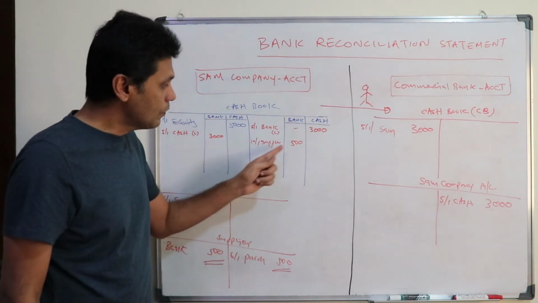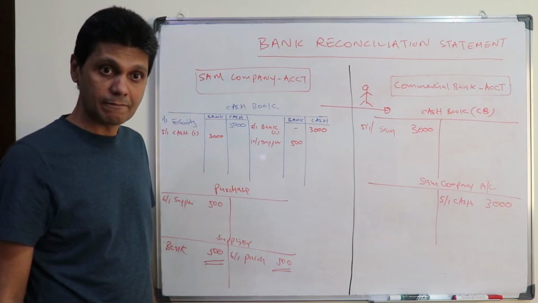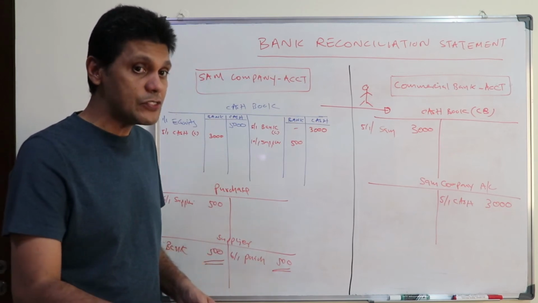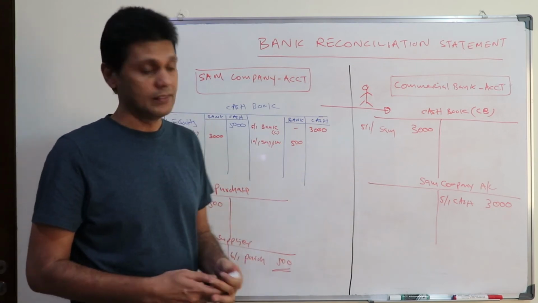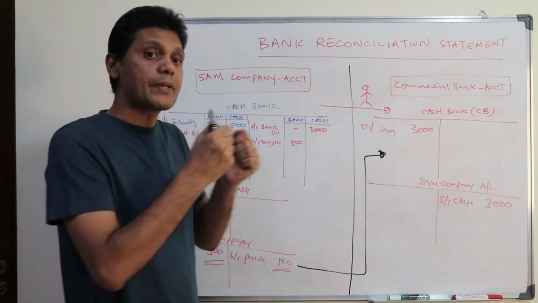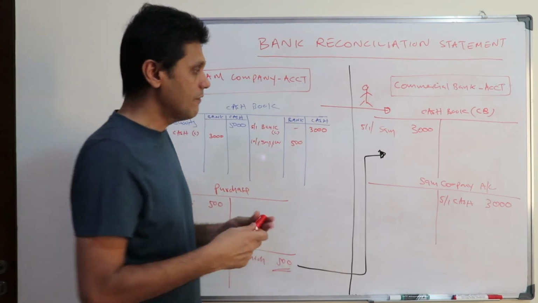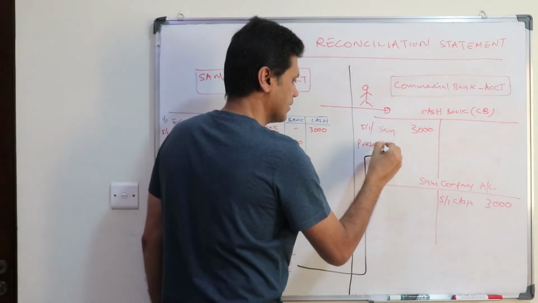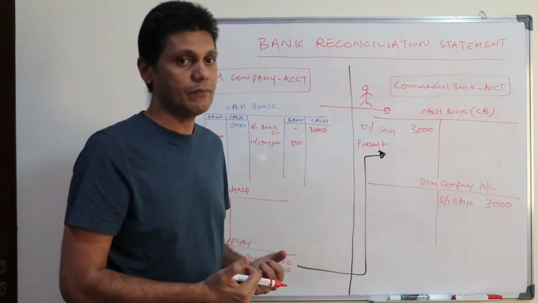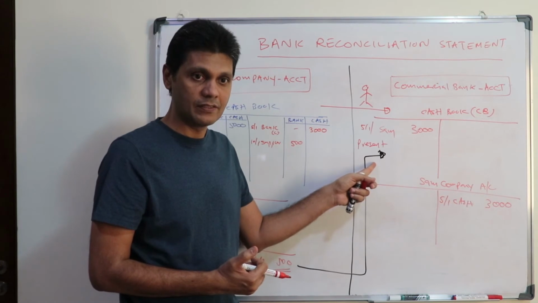Now, when the accountant issues a check worth 500 to the supplier, what will happen? Now the check is with the supplier. What he has to do is go to the bank, our bank, and present the check. These words are very important. He will present the check in order to encash it, in order to get cash from the bank. The moment he presents the check, he will get the cash.